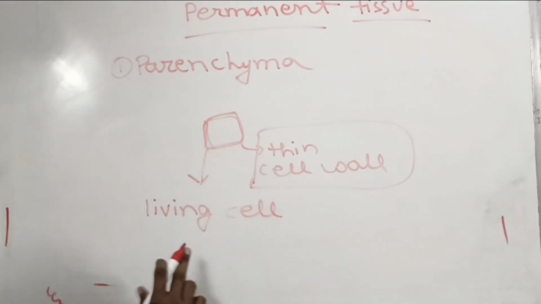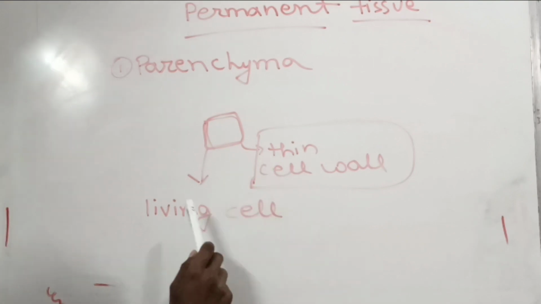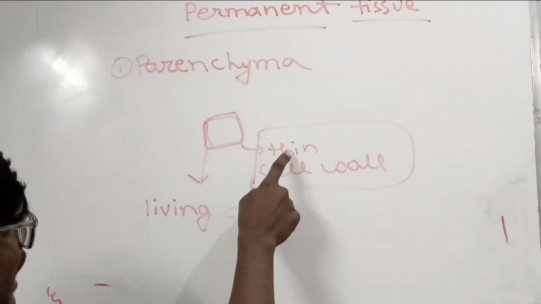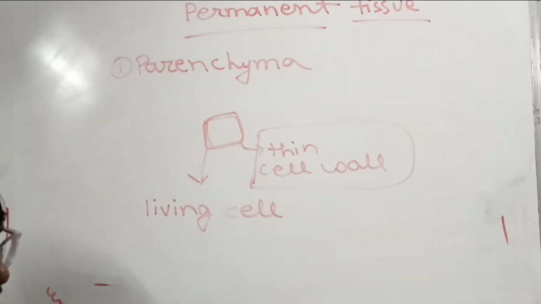Okay, so this cell is a living cell of parenchyma tissue. These two characteristics you can learn for parenchyma. First, the parenchyma cell has a thin cell wall. The cells of the parenchyma are living cells. Then, some more points: they are loosely arranged and thus have large spaces between cells.